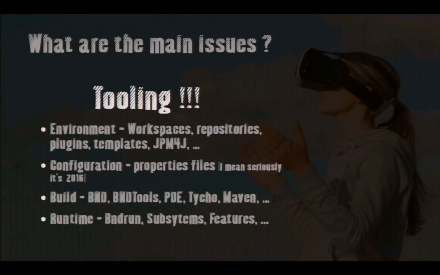The first one is environment management, meaning what environment you need in order to create OSGi applications. And here, pretty much everyone these days is using BND in one way or another, either through a plugin or something, but at the end of the day you end up using more or less BND. But then all this context of workspaces and repositories and plugins and templates and JPM for J, and it's like, nah, that's not how we build Java applications, right?